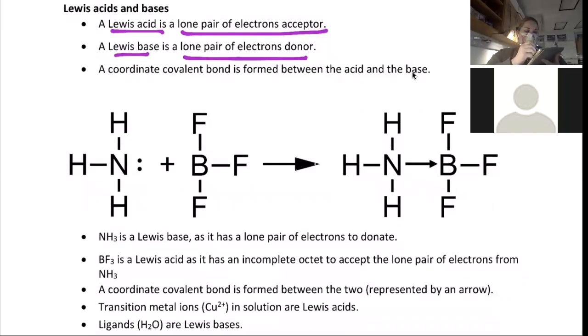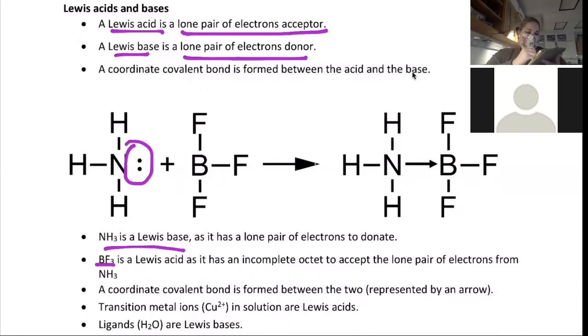This is showing us an example. The biggest example of a Lewis base is ammonia, NH3. It's really common. It's used a lot. It has this lone pair of electrons right here on the nitrogen that it can donate. And so that makes it a good Lewis base.